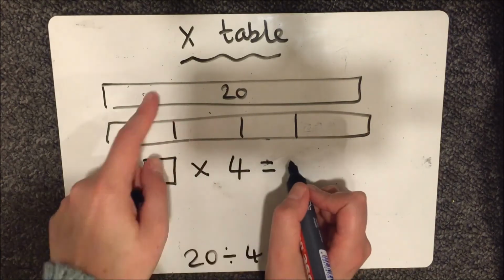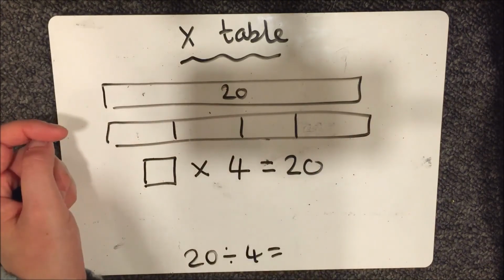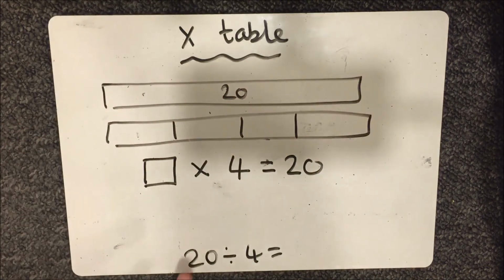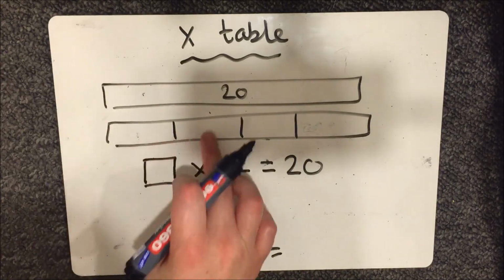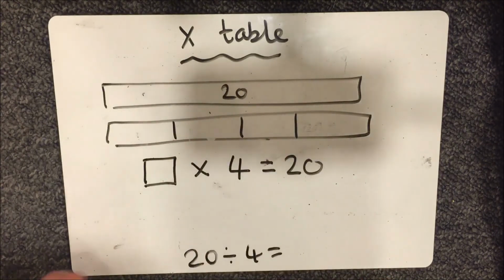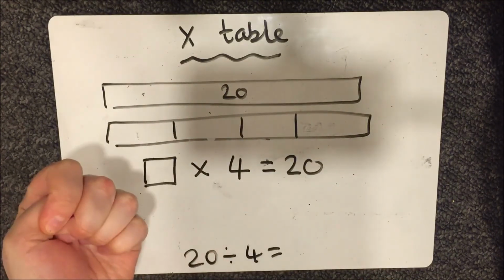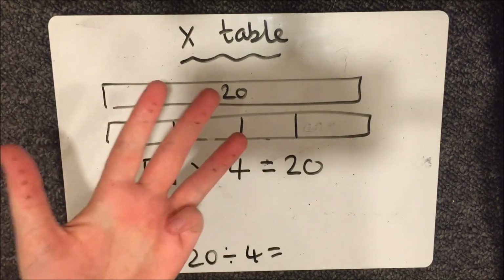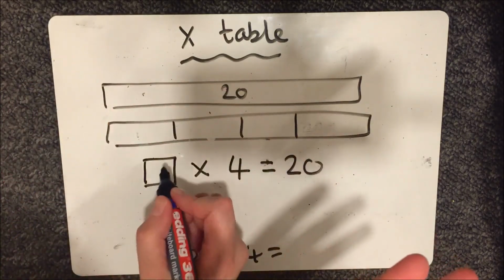Same as 20. We're just flipping it round. We're just doing something times 4 and 20 goes here instead. So something times 4, so something has to go in here 4 times to get to 20. Let's count in 4s to 20. Off we go. 4, 8, 12, 16, 20.